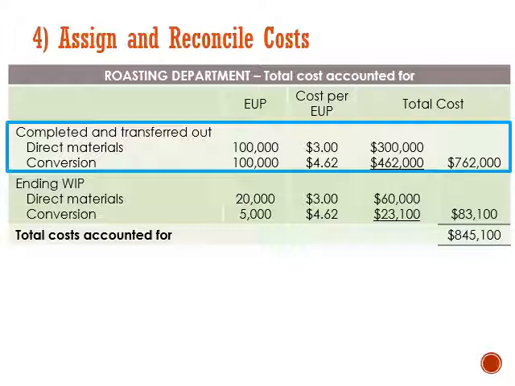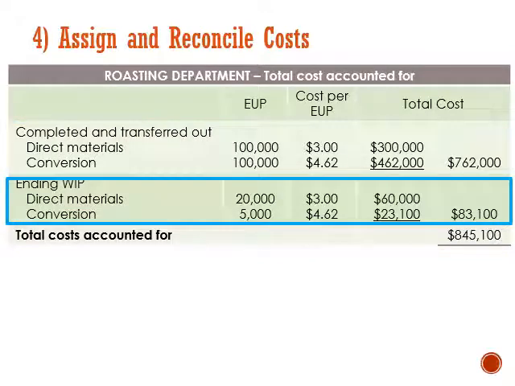For the 20,000 units in work in process inventory at period end, it used 20,000 EUP of direct materials at a cost of $3 per EUP, which results in direct material cost of work in process inventory of $60,000. For conversion, we use the 5,000 EUP and multiply by $4.62 conversion cost per EUP to compute conversion costs for work in process inventory of $23,100. Total cost of work in process inventory at period end is at $83,100.